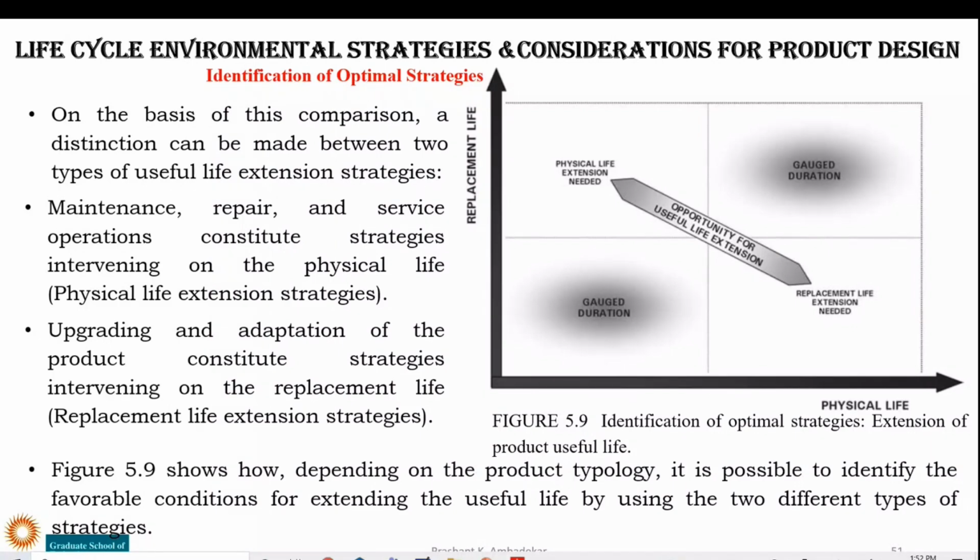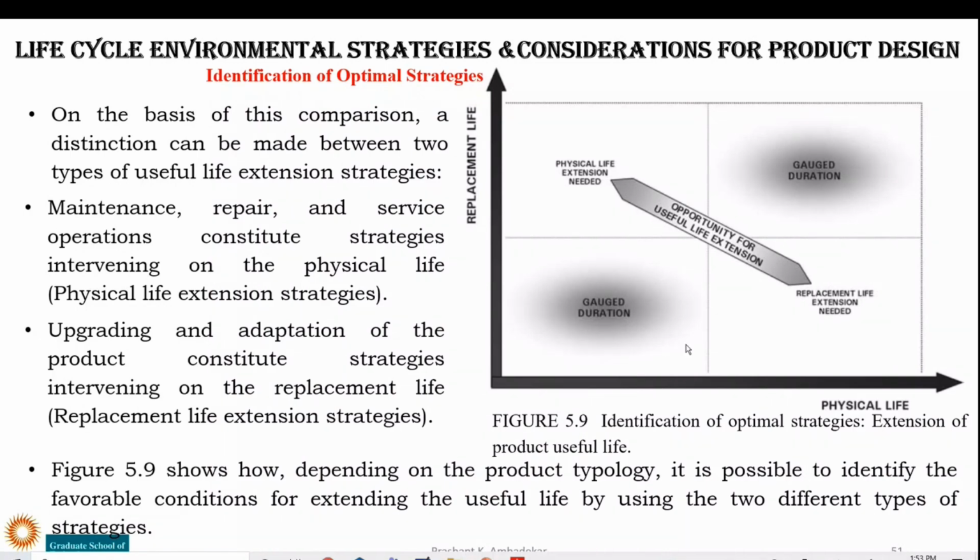The part broke. It is deteriorated, or it is not functional now because it has broken from somewhere. But it could have lasted much more. So in that case, its physical life is less, but replacement life is more. So then this is not correct. This should not happen with the component, because if this is happening, there is something wrong in the design. Therefore it is written opportunity for useful life extension. So life extension is needed in this case.